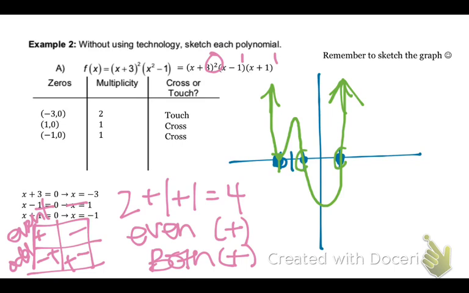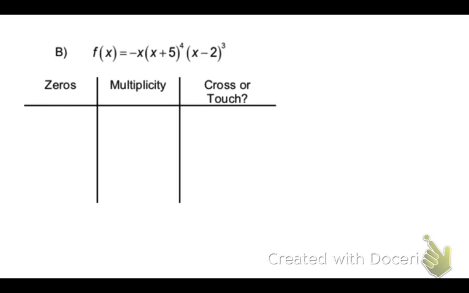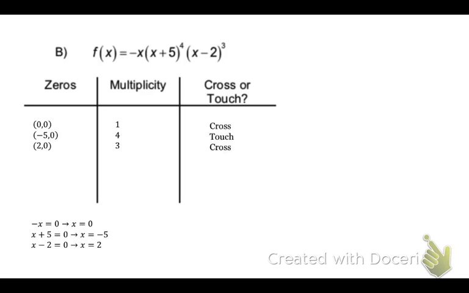Okay, let's do another example. So this one, we have negative x times x plus 5 to the 4th times x minus 2 cubed. So we set negative x equal to 0, x plus 5 equal to 0, and x minus 2 equal to 0. So you're going to get x equals 0, x equals negative 5, and x equals 2. So that's going to be 0, 0, negative 5, 0, and 2, 0. 0, 0 has a multiplicity of 1, negative 5, 0 has a multiplicity of 4, and 2, 0 has a multiplicity of 3. So that's going to be cross, touch, cross.